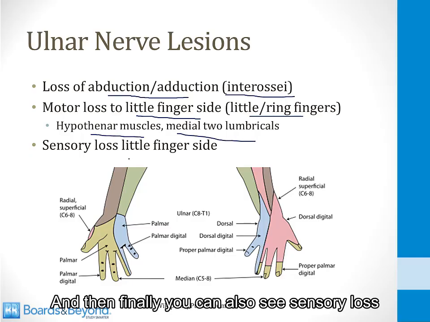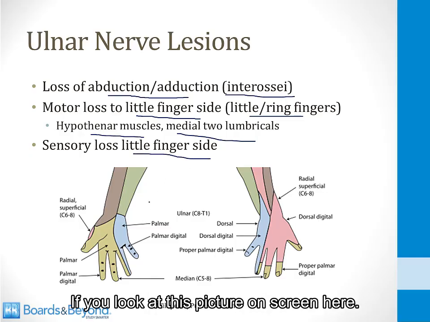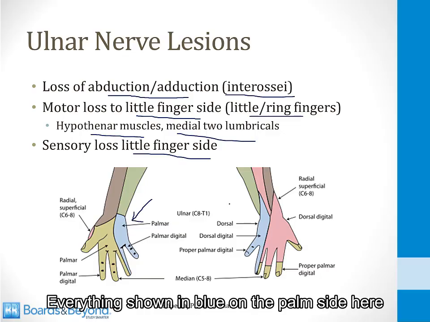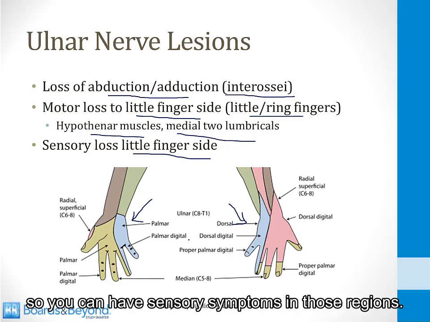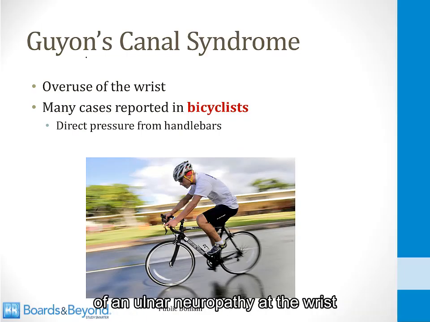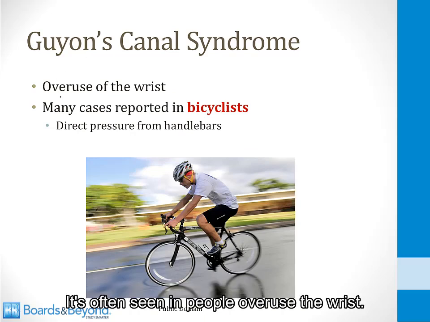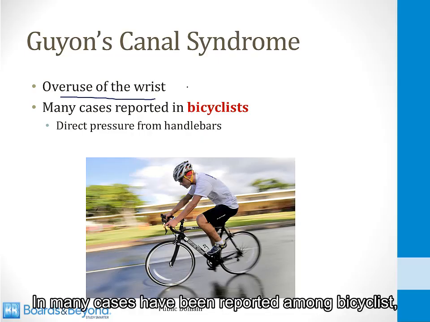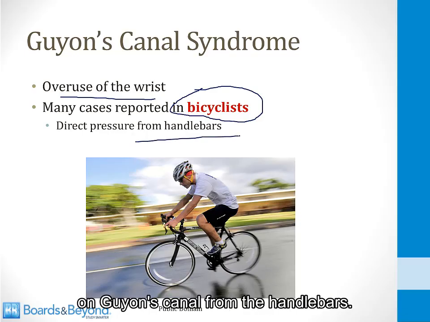And then finally, you can also see sensory loss on the little finger side of the hand. If we look at this picture on the screen here, everything shown in blue on the palm side here and the dorsal side here is innervated by the ulnar nerve, so you can have sensory symptoms in those regions. Guyon's canal syndrome is the clinical finding of an ulnar neuropathy at the wrist caused by compression of the ulnar nerve in Guyon's canal. It's often seen in people who overuse the wrist. Many cases have been reported among bicyclists. This is thought to result from direct pressure on the wrist, on Guyon's canal, from the handlebars.